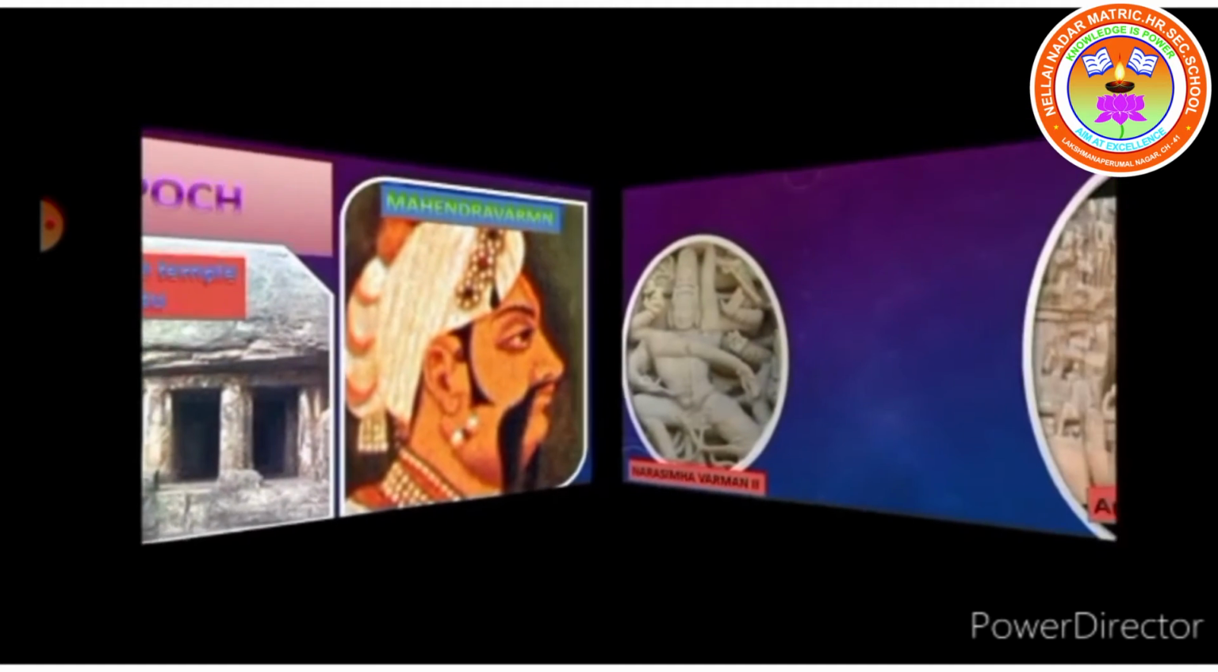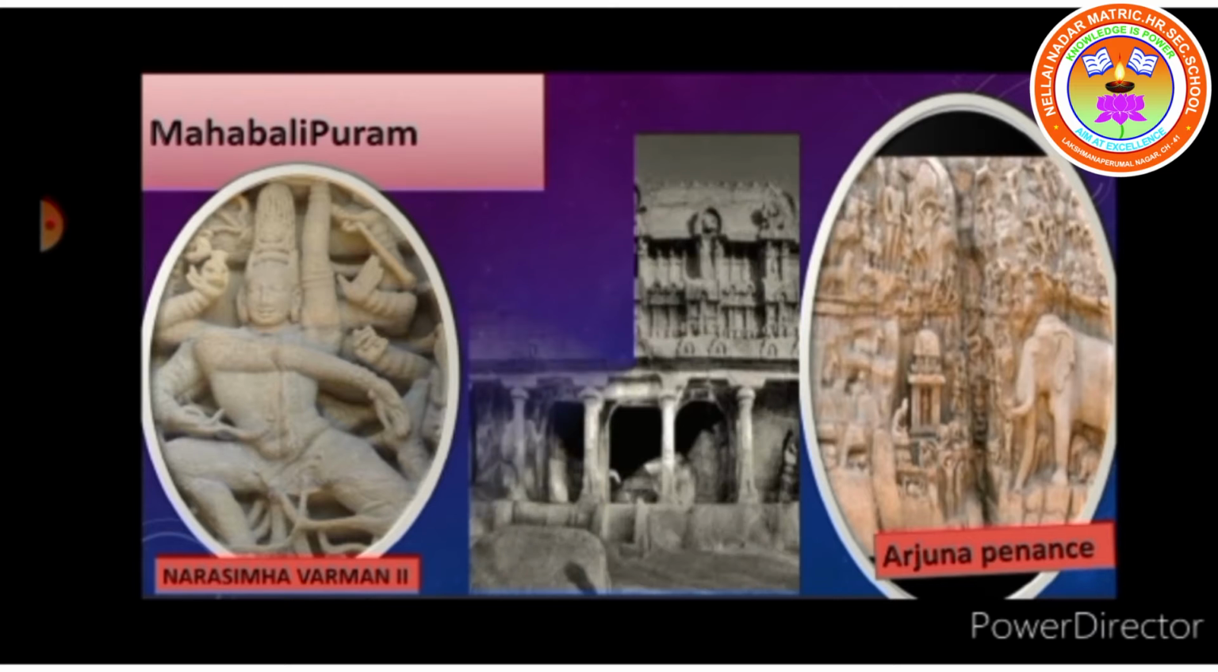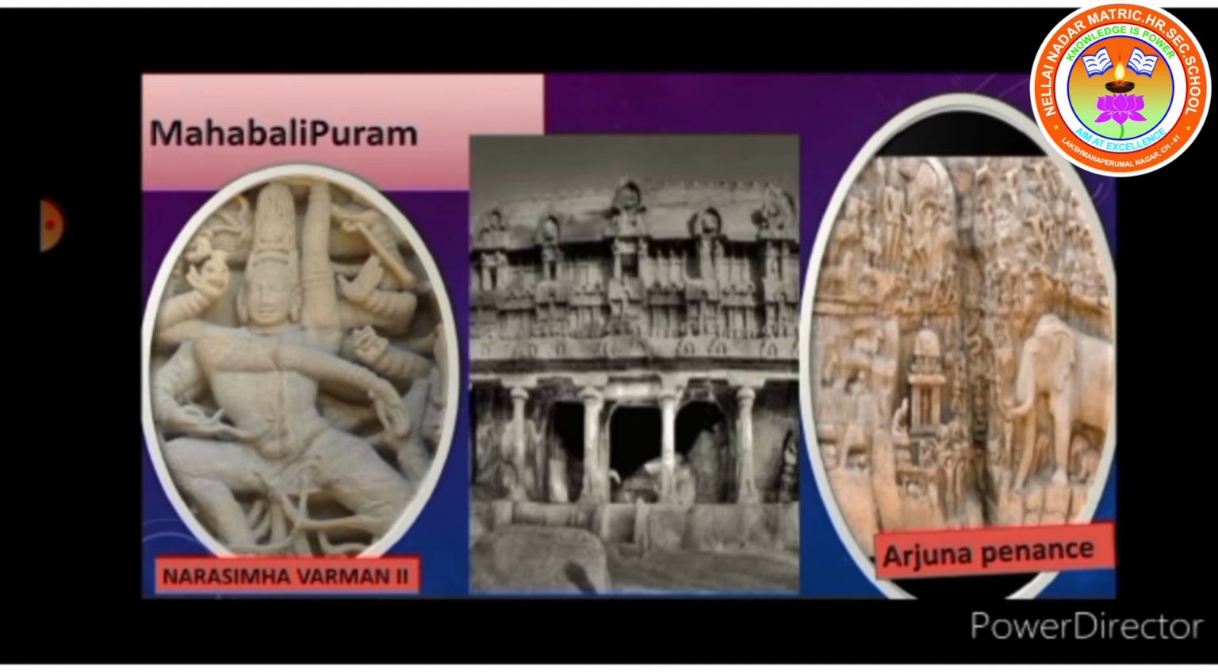Next, let us see the Shore temple. The Shore temple at Mahabalipuram, also called the 7 pagodas, that means 7 temples, was built by the Pallava king Narasimhavarman II. It is the oldest structural temple in South India. The structural temples were built using blocks of rock instead of a whole block.